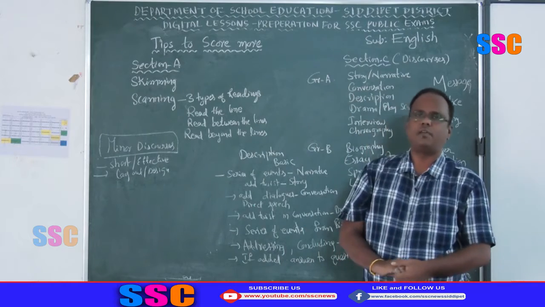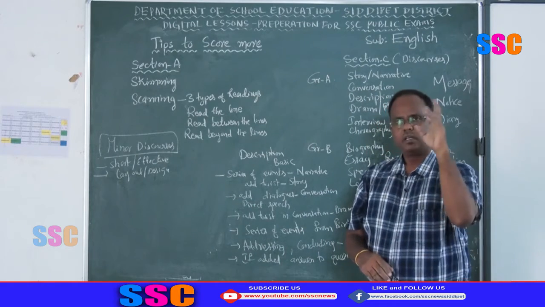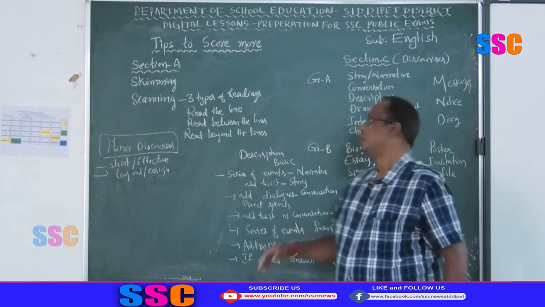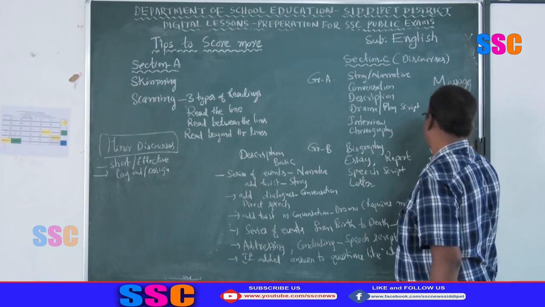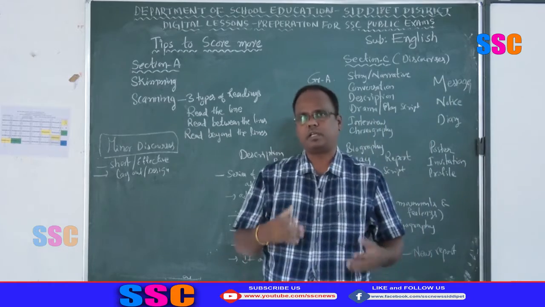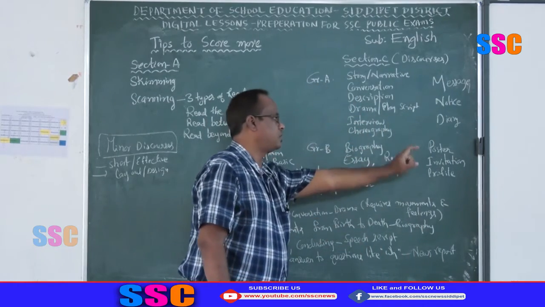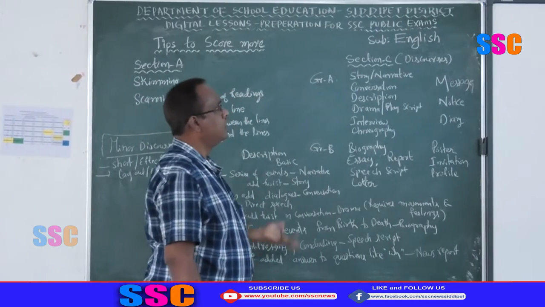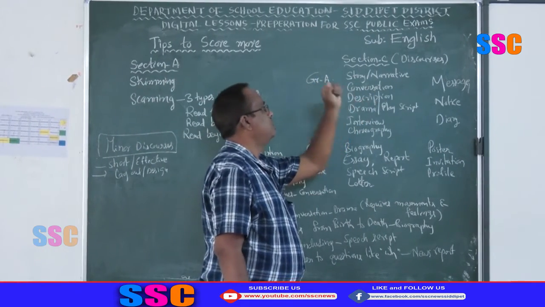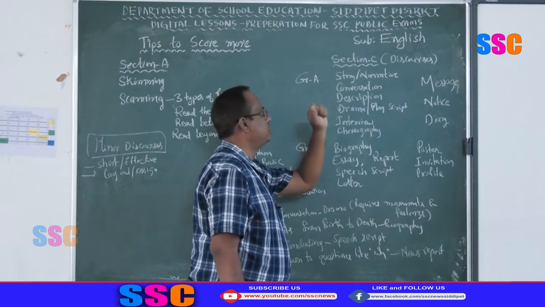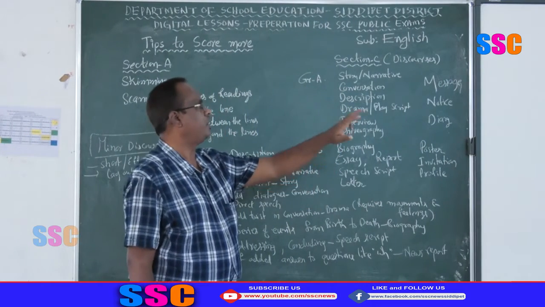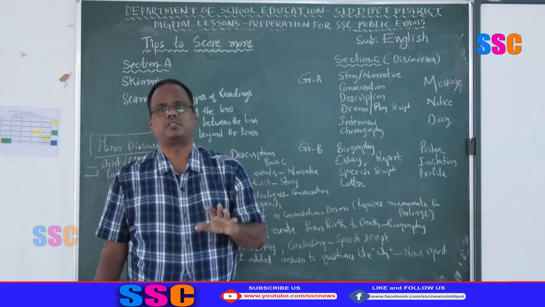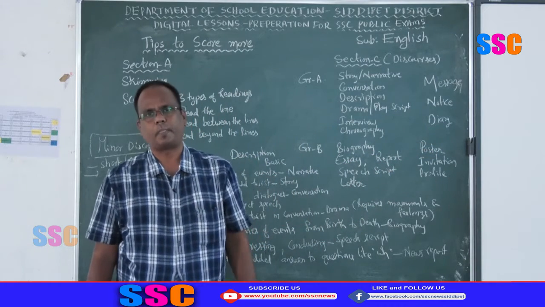See, minor discourses are always short and effective. They should have one particular layout and design. The minor discourses are message, notice and diary, which you generally come across in Paper 1, and poster, invitation and profile that you come across in Paper 2. Fine. Narrative, conversation, description, drama, interview, choreography, message, notice and diary. These discourses are always taken from the textbook.